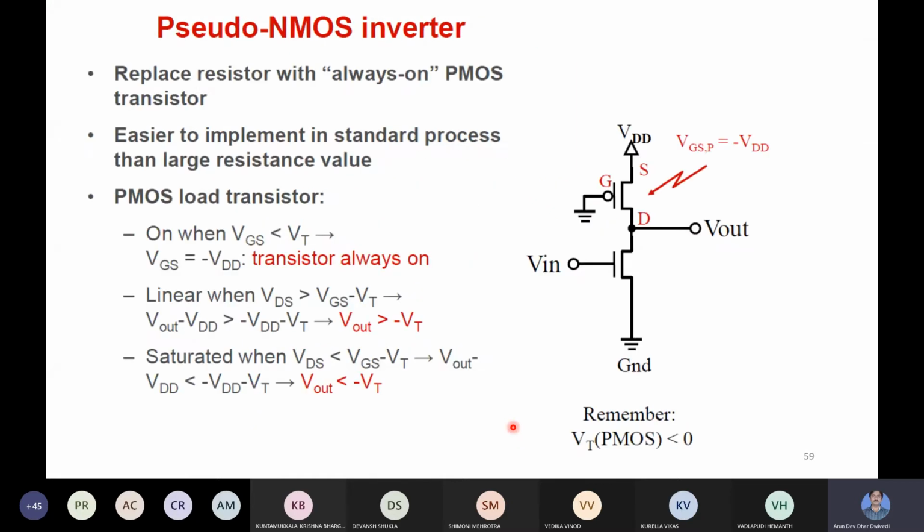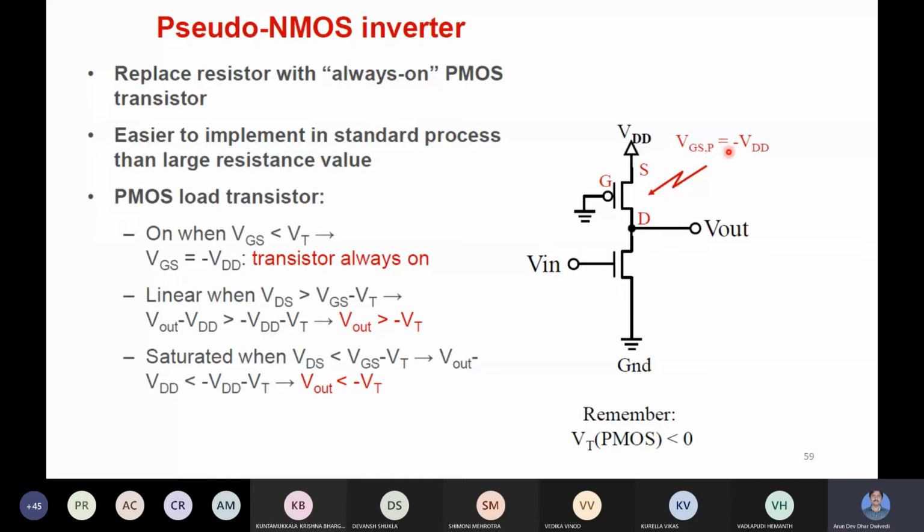So this is one of the issues. In the pseudo NMOS inverter, NMOS is the main driver, but here the load is an enhancement mode PMOS transistor, whose source is connected to VDD, and the gate is not connected to the input. The gate is connected to ground, so it is always on.